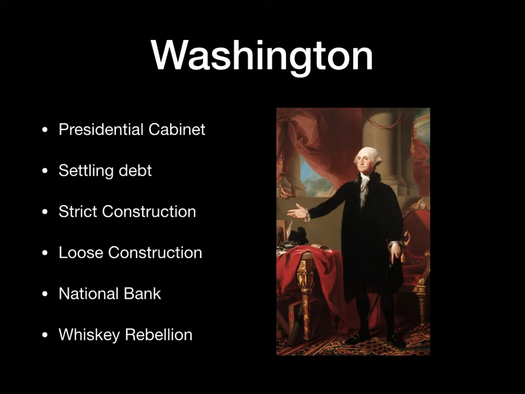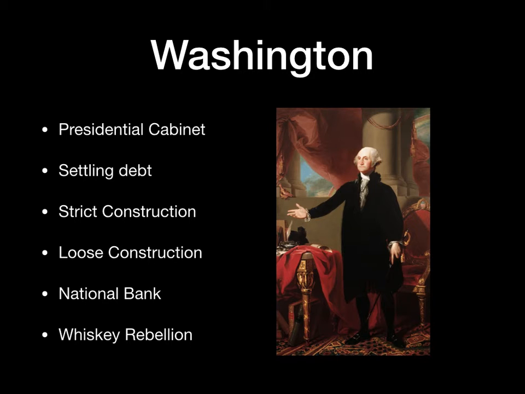We have strict and loose construction. Simply those mean strict construction: you can only do exactly what the Constitution says. These will be people like Thomas Jefferson. Then we have loose construction, which means that the federal government can do whatever is necessary and proper for the good of the nation, and these will be more people like Alexander Hamilton.